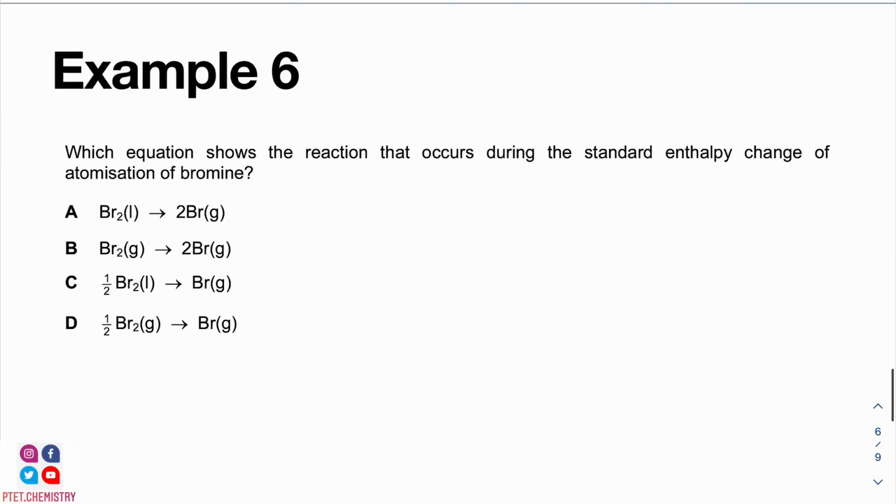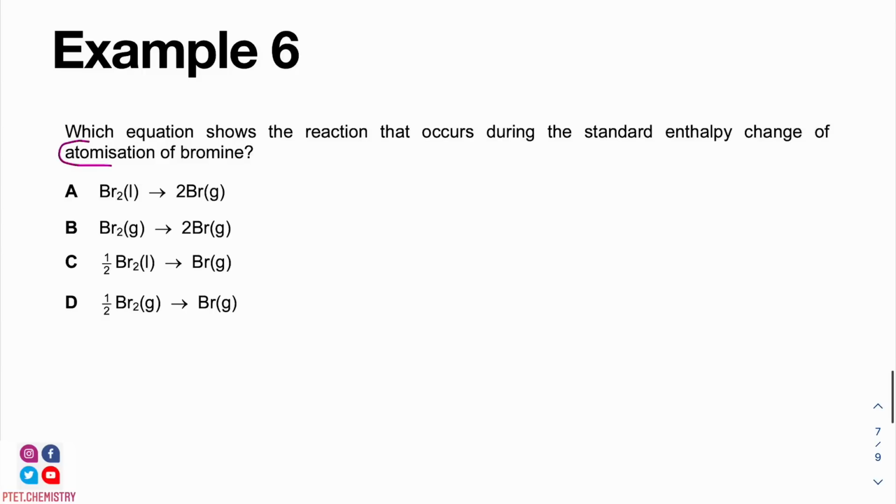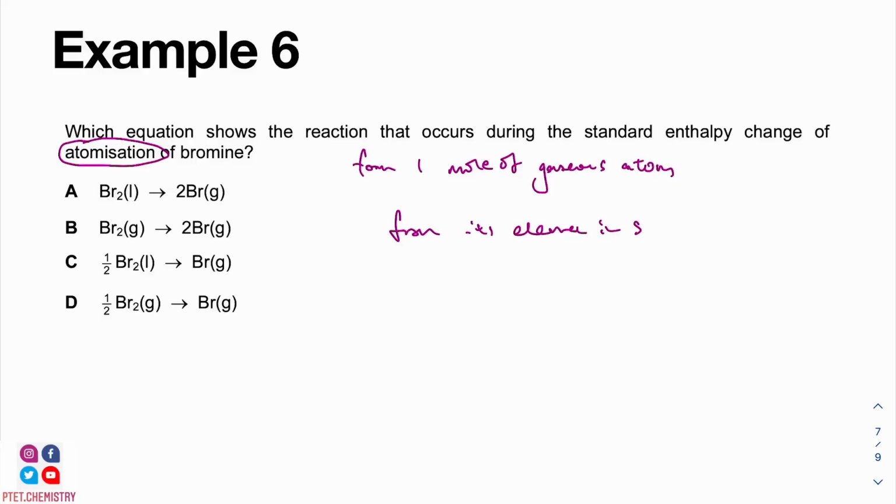Alright, in this next example, it's specifically about atomization. So we are forming, it is the enthalpy change when you form 1 mole of gaseous atoms, okay, from its element in standard state. Okay, so it is the enthalpy change when you form 1 mole of gaseous atoms. So when you form 2 moles of gaseous atoms, you know the definition is wrong.